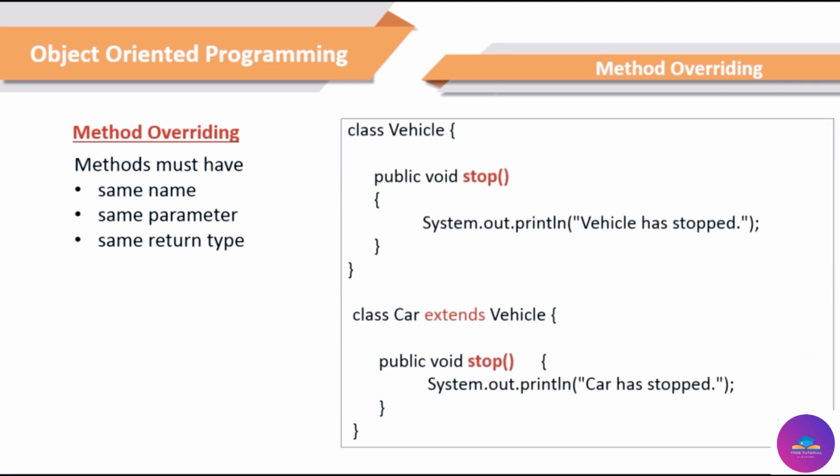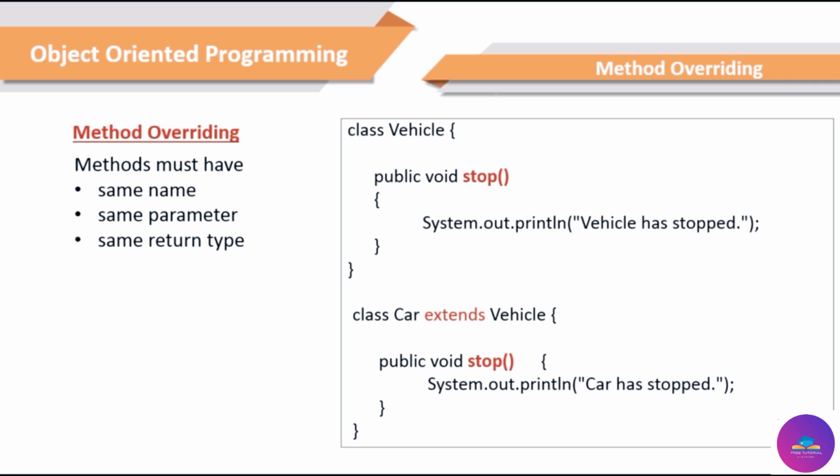Let's do a simple example to understand it better. Say we have two classes: a superclass Vehicle and a subclass Car. The Car class extends the Vehicle class. Both classes have a common method, the void stop. The Car class gives its own characteristic to the stop method, so it overrides the stop method. It prints "the car has stopped" instead of "vehicle has stopped."